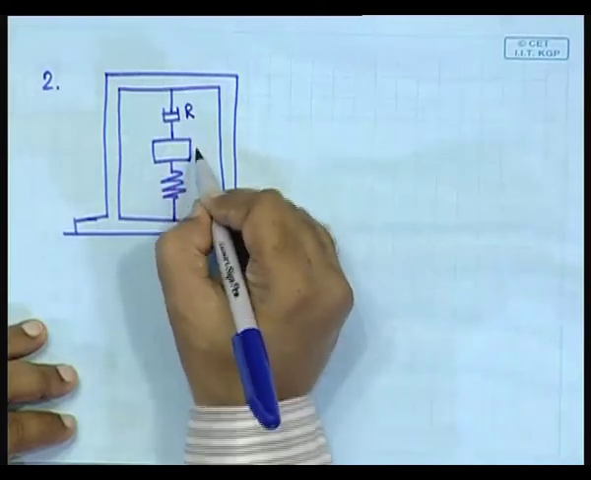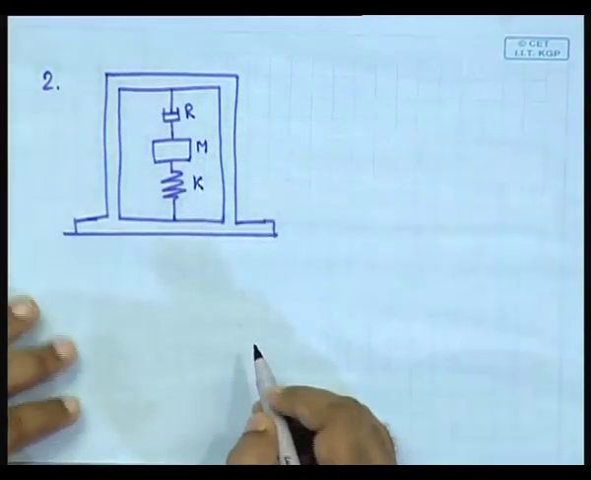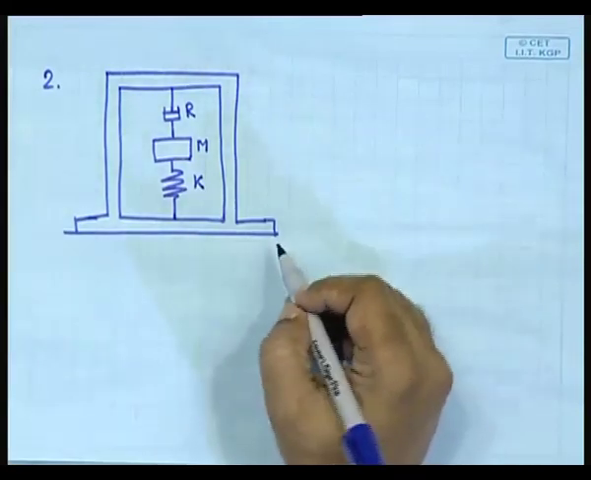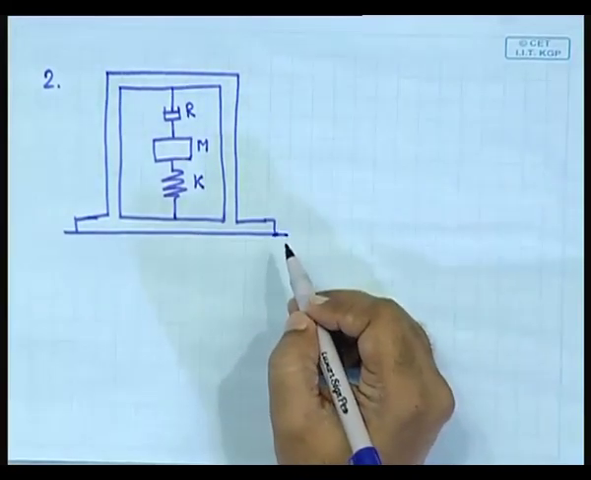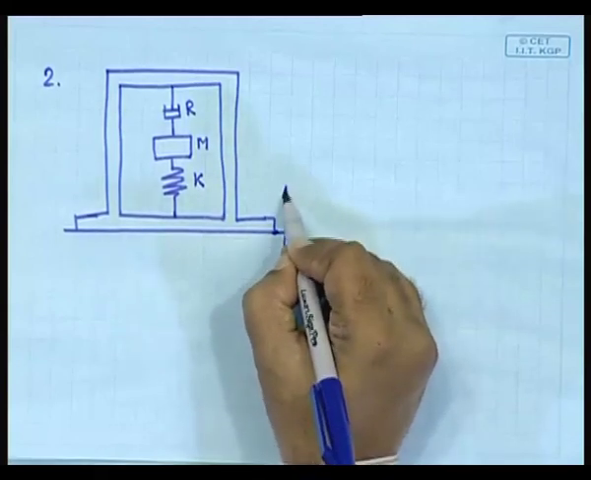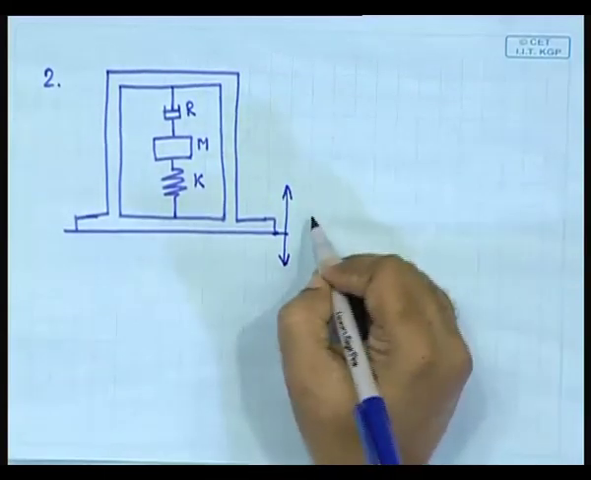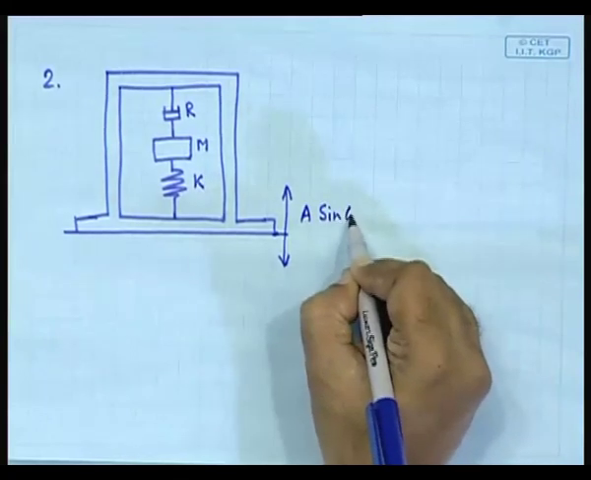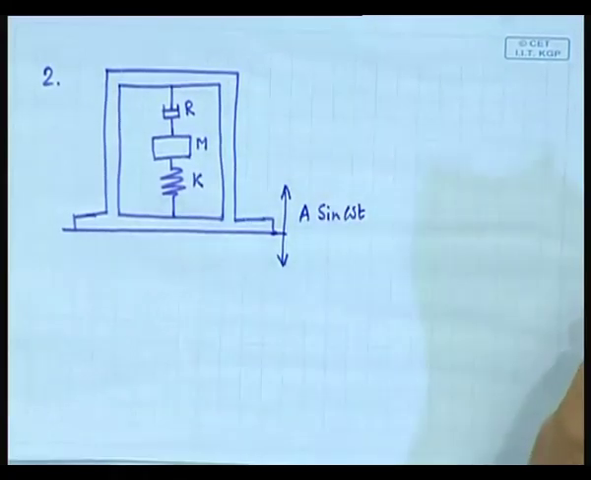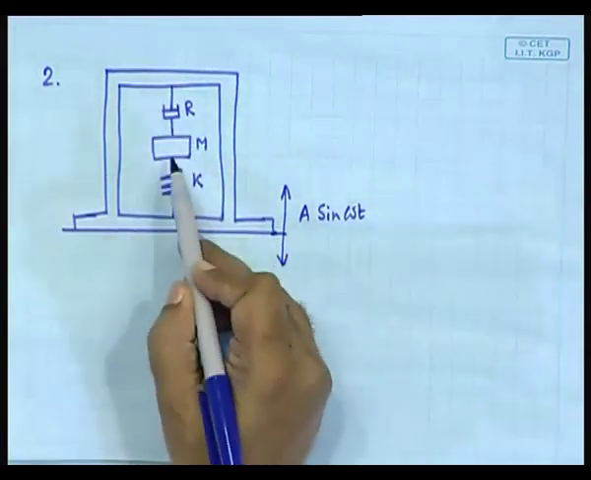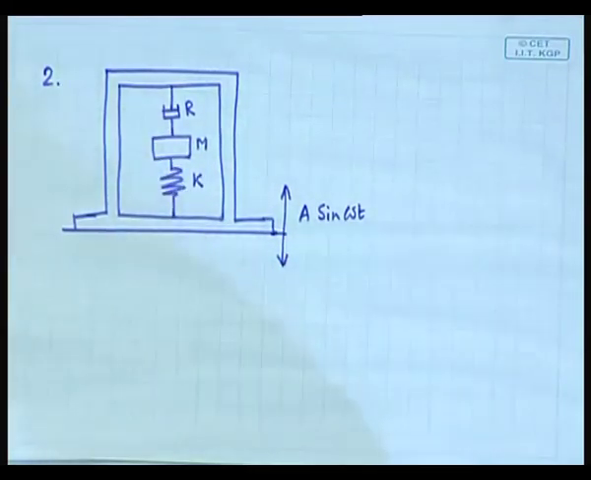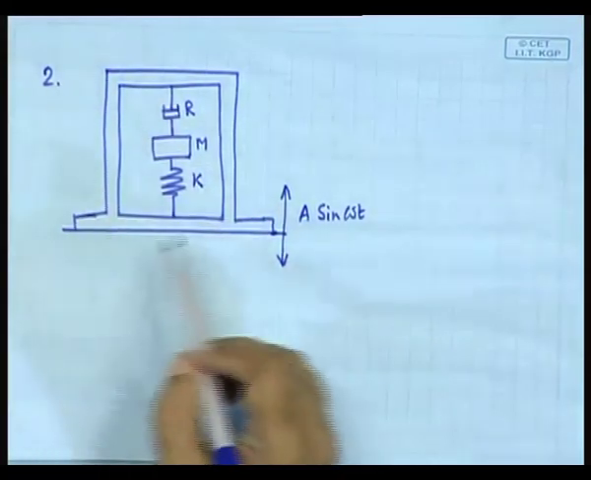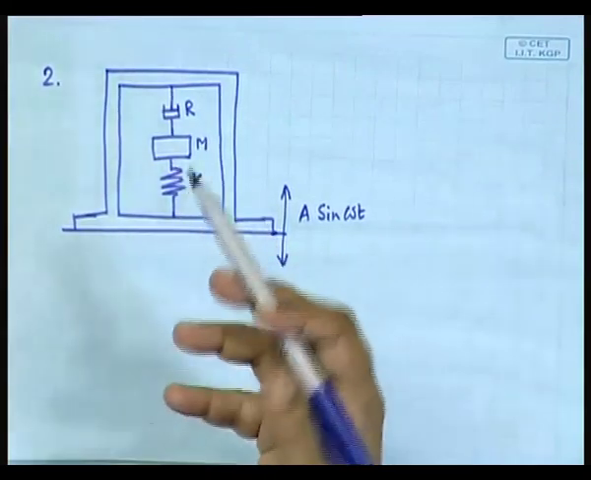Here is R, M, K, and this ground is oscillating with a sin omega t. So, obtain the equation for the vibration of this mass. You will see that this arrangement effectively acts as a vibration isolator.